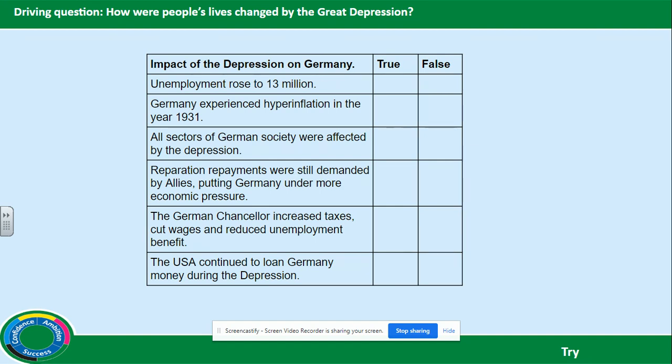Make sure that you read the information carefully and read the statements in the table carefully to make sure you can work out which ones are true and which ones are false. Pause the video and complete that task now.